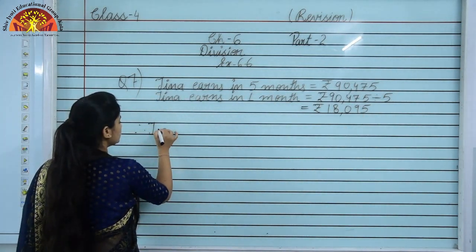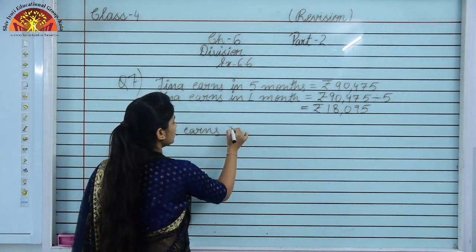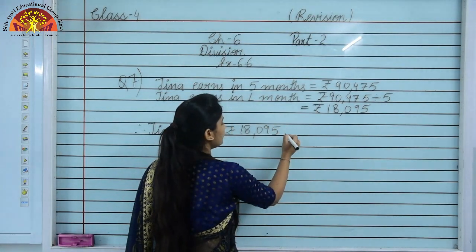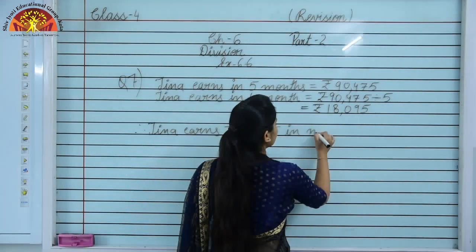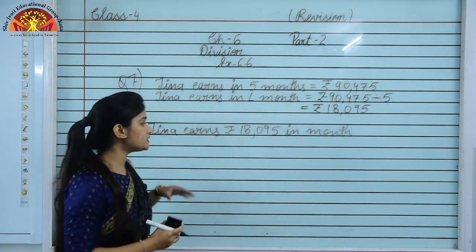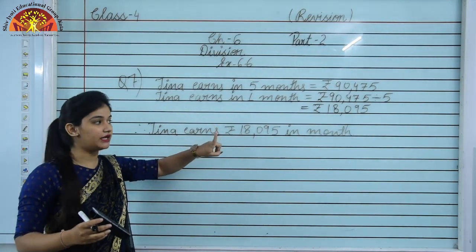Therefore, Tina earns rupees 18,095 in 1 month. Is it clear students? In this way you can find the answer for 1. आप एक के लिए आंसर फाइंड कर सकते हो.